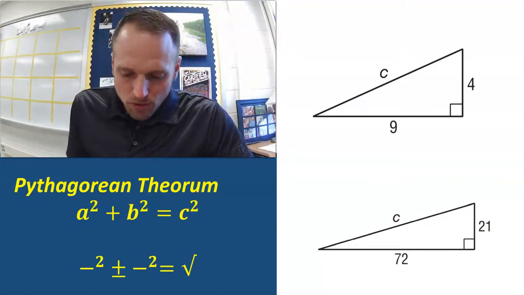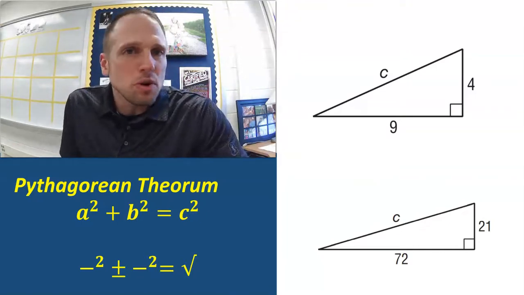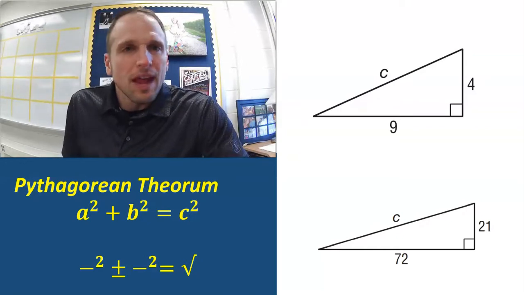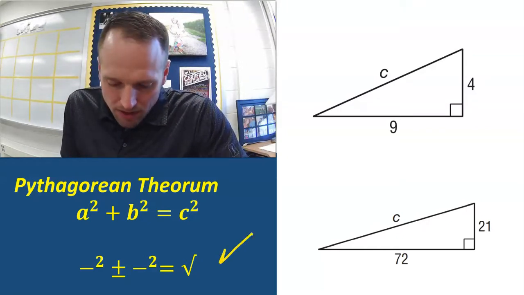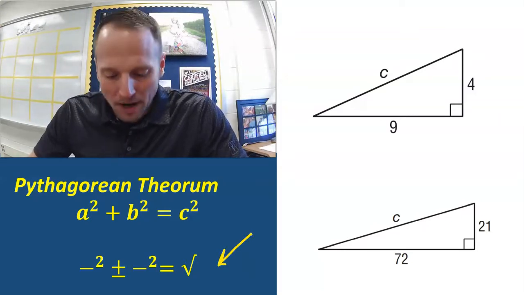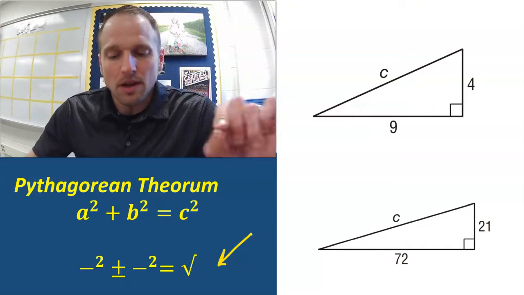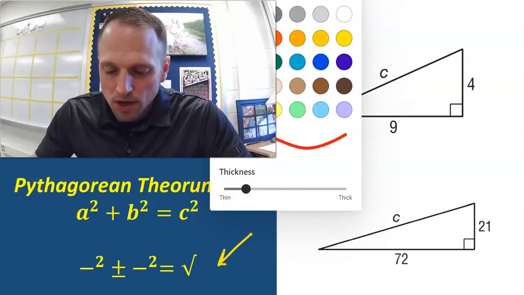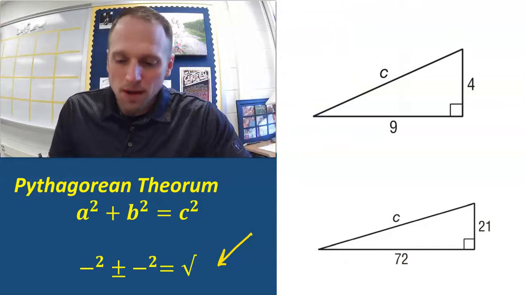So here's what we're going to do. Pythagorean theorem is A squared plus B squared equals C squared. How are we going to use it? We're going to think about it just like this: something squared, and then either plus or minus something else squared equals square rooted, and we'll have our answer. Let's see what I mean by this.